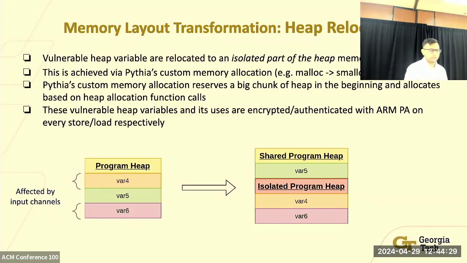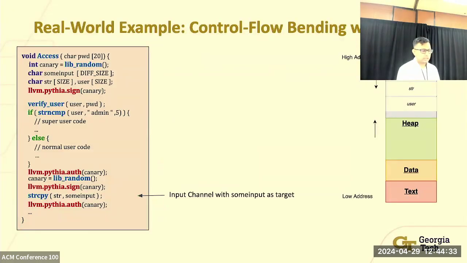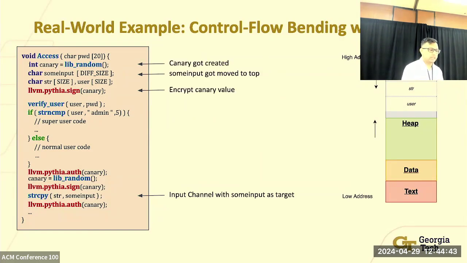So like 6 can overflow into 4. In a real example, there's an input channel called str copy. It targets some input, so we move some input to the top of the stack. We add a canary with some random value, and then we encrypt it.